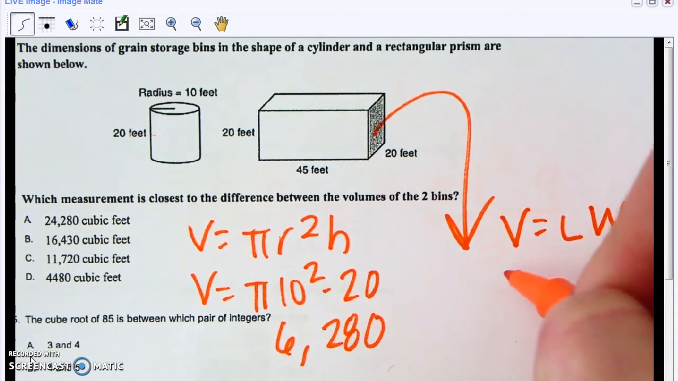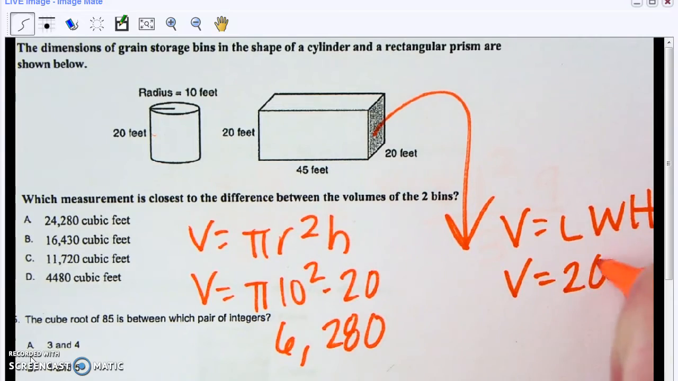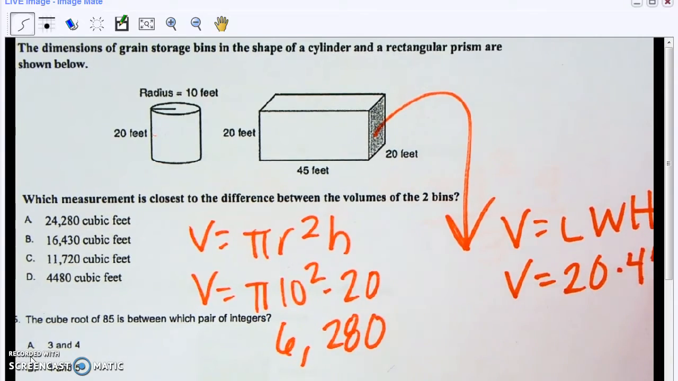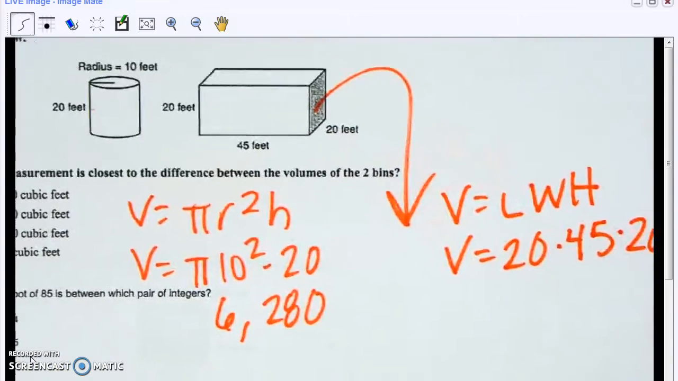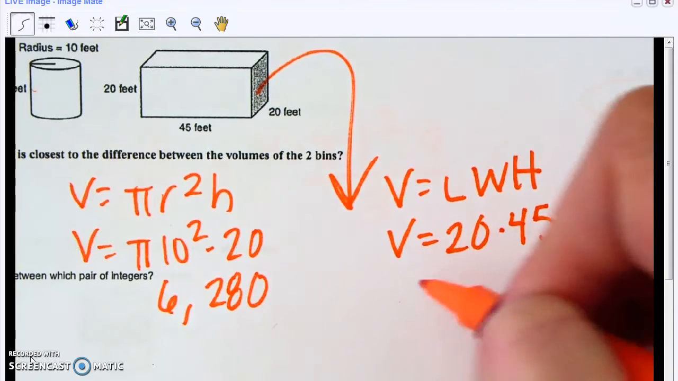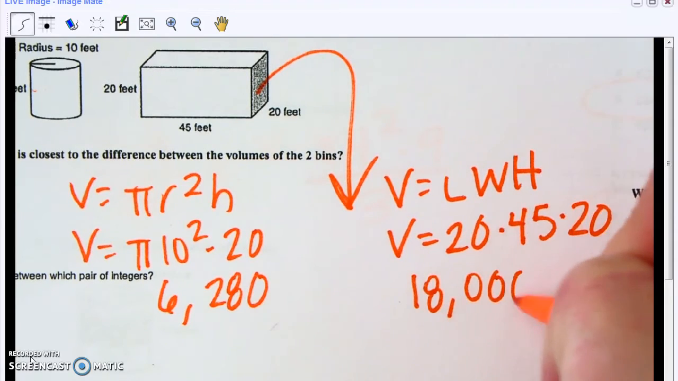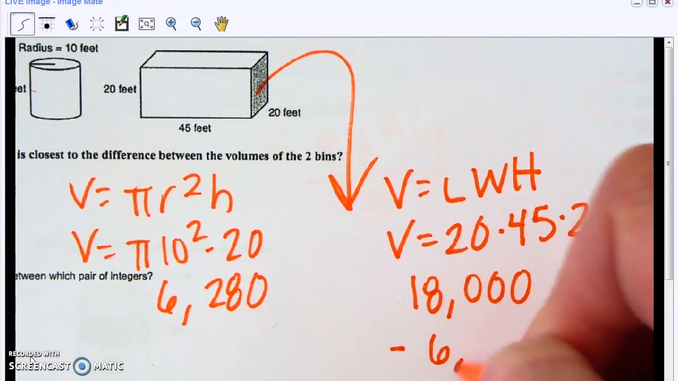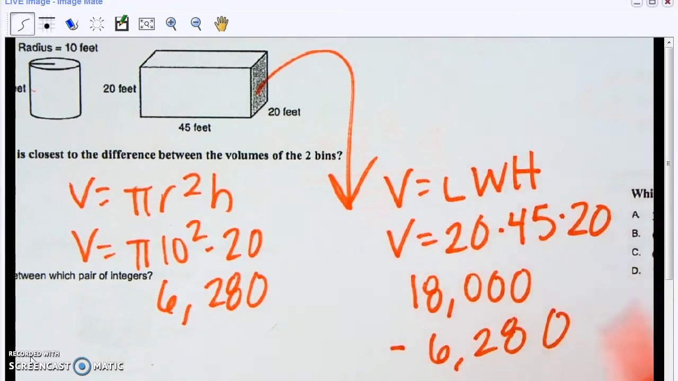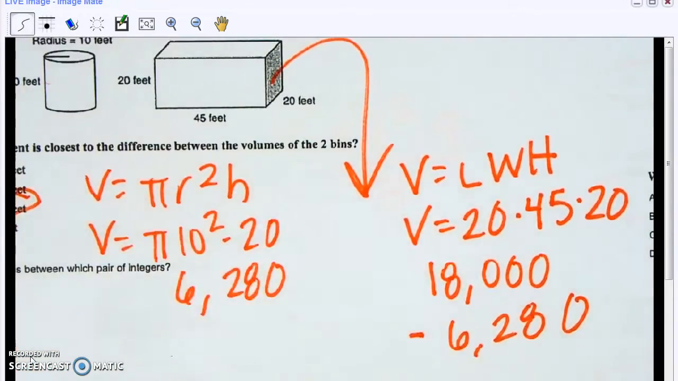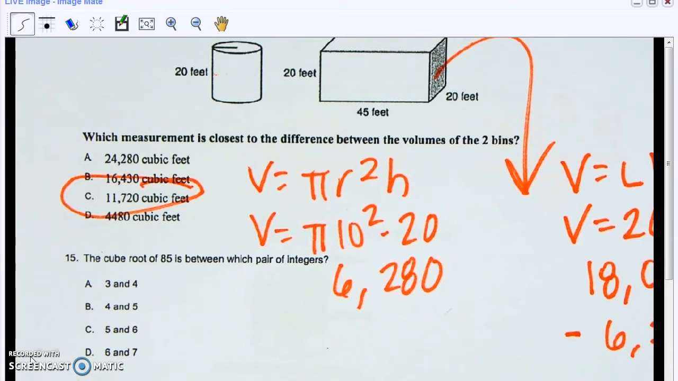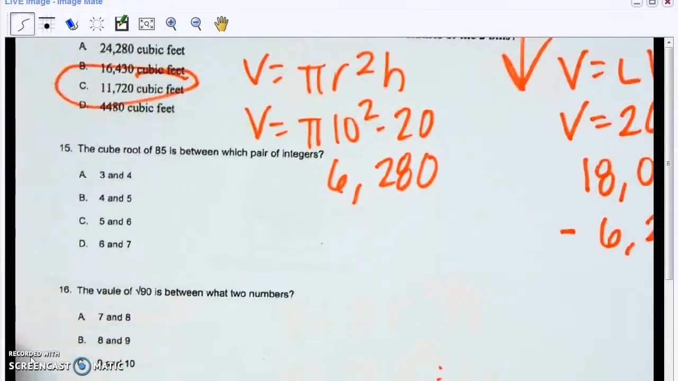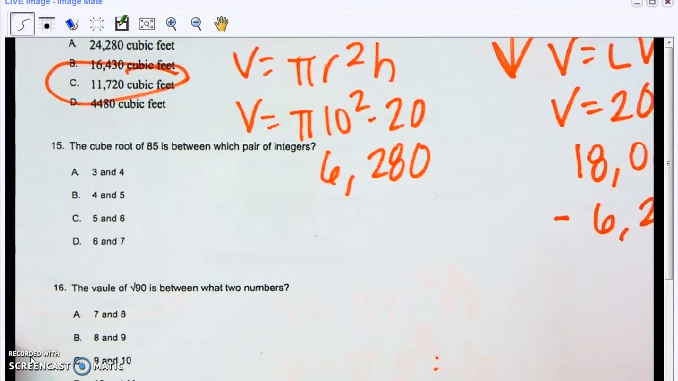Now the volume of a rectangular prism, we talked about length times width times height at the beginning of the year. It looks like the length is 20, width is 45, height is 20. It doesn't matter the order you put those numbers in. When I multiply them together, I get 18,000. We want to know the difference, so I'm subtracting 18,000 minus 6,280, and I get 11,720 cubic feet.